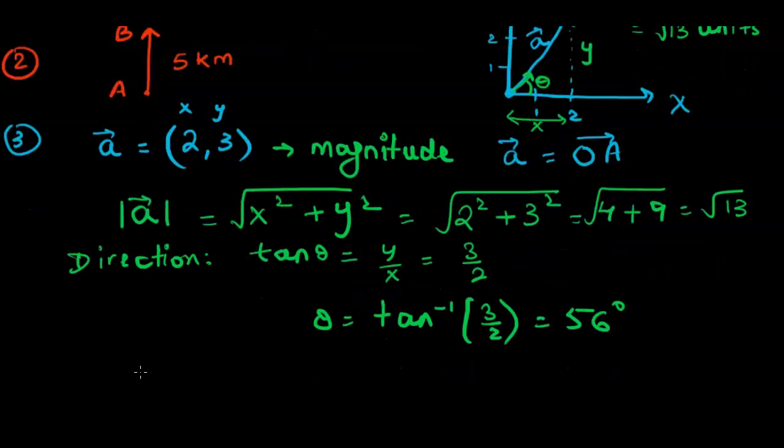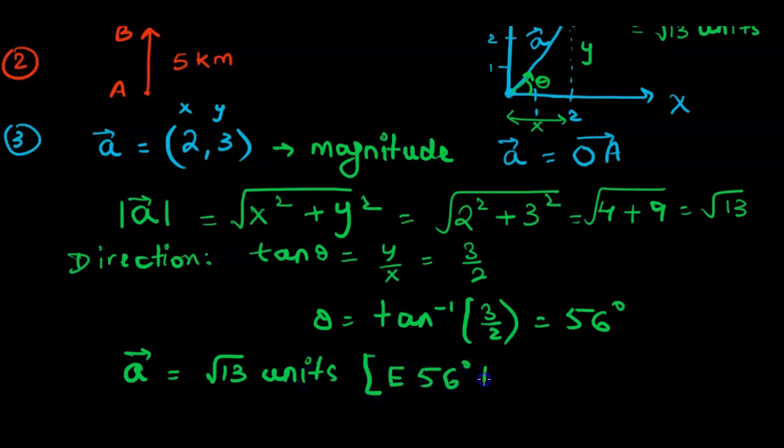So now if I want to write this vector in the form of magnitude and direction, all I'm going to be doing is writing square root 13 units, and here I'm going to be writing with east I have angle 56 degrees in between north and east. This is the complete representation of my vector. So if we are given the vector in the form of coordinates, we can turn it into a diagram. So this is the diagram representation, and we can use either the coordinate form or the diagram form to find out the magnitude of the vector and its direction.